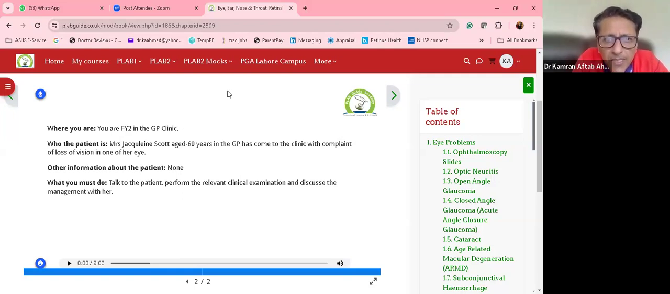Okay, any questions about retinal detachment? Someone said, I heard of some intravitreal injections too. Is that so? Intravitreal injections too. About what? About retinal detachment. If you're talking about the treatment of a retinal detachment, well, intravitreal injections can cause retinal detachment.